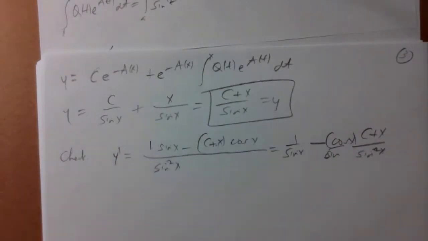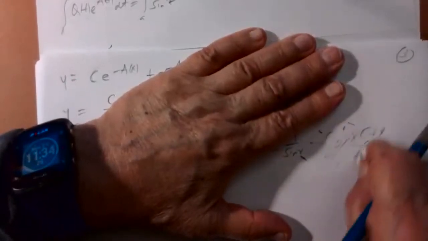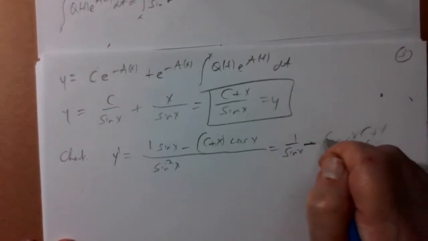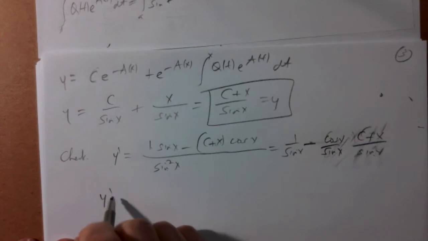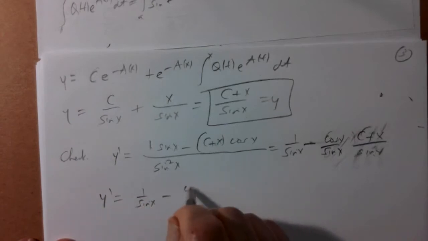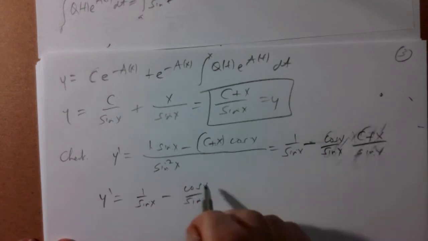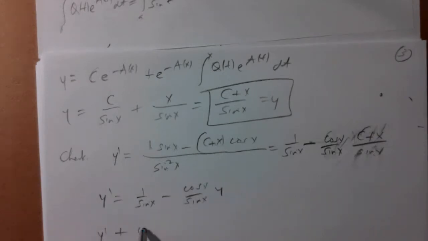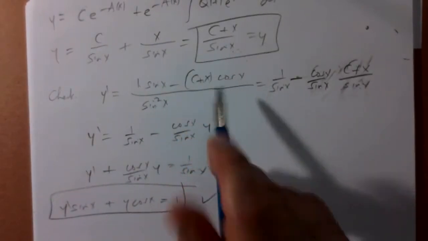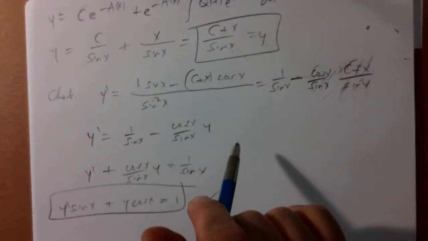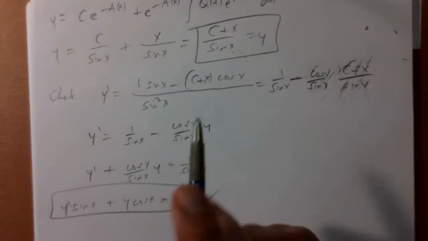So this is cosine over sine times 1 over the sine. So this is minus cosine x over sine x times c plus x over sine x. So y prime equals 1 over sine x minus cosine x over sine x times y. So y prime plus cosine x over sine x y equals 1 over sine x, or sine x y prime plus y times cosine x equals 1. So it checks. The general solution of the differential equation is this. So success at last.